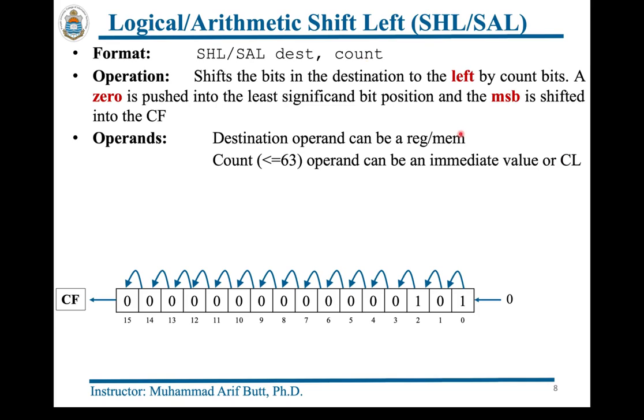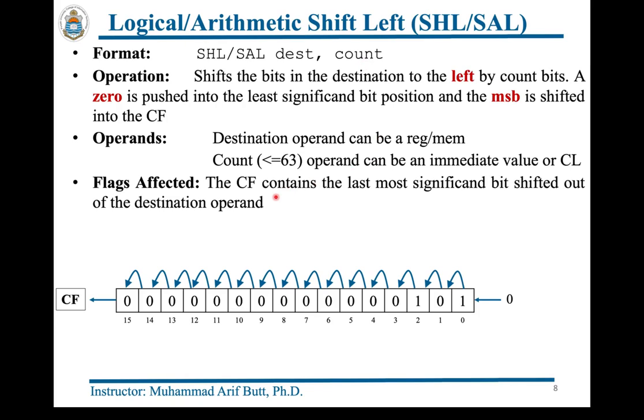And finally, for x86-64 processors, the maximum value you can give for this count is 63. The flag of our interest over here is the carry flag only, which contains the last most significant bit shifted out of the destination operand. Now consider these two assembly instructions. The 16-bit AX register contains a decimal value 5, and then we perform a left shift operation by 1.